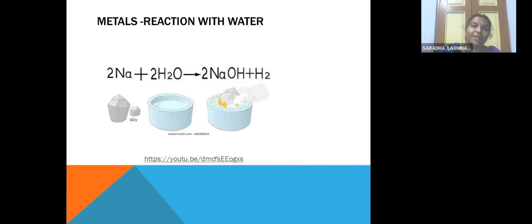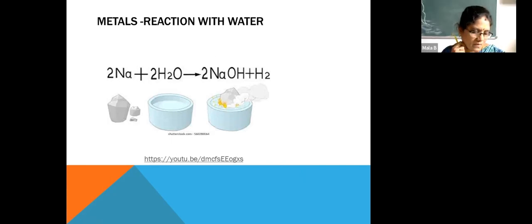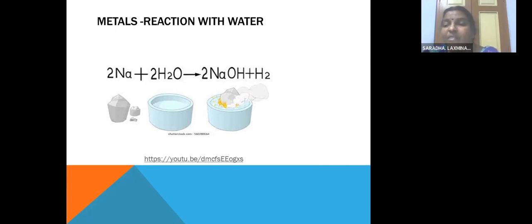And now, reaction of metals with water. One characteristic reaction is putting sodium in water. When we add sodium to water, it forms sodium hydroxide, and hydrogen gas is given out. Here, the characteristic thing is the release of hydrogen gas. How will we know it's hydrogen gas? We collect the hydrogen gas in a test tube. When you introduce a burning splinter, it burns with a pop sound, which says that hydrogen is given out during the reaction.